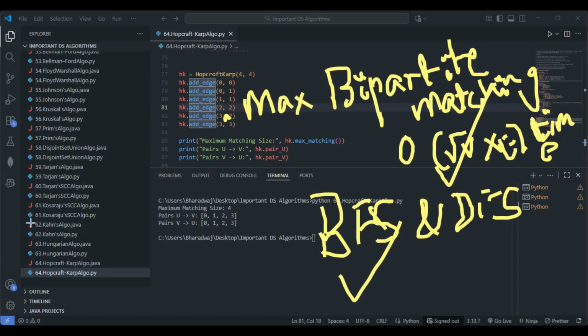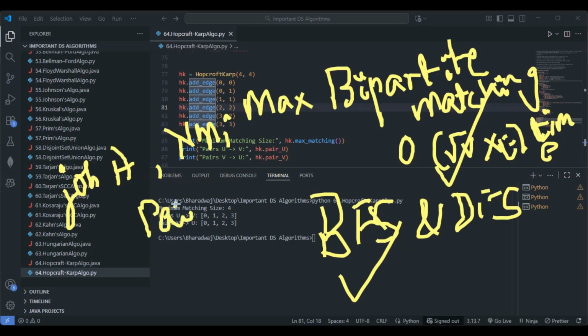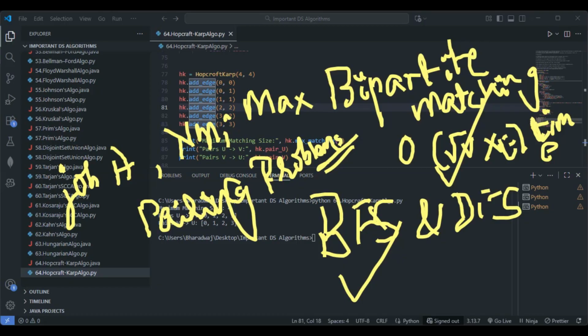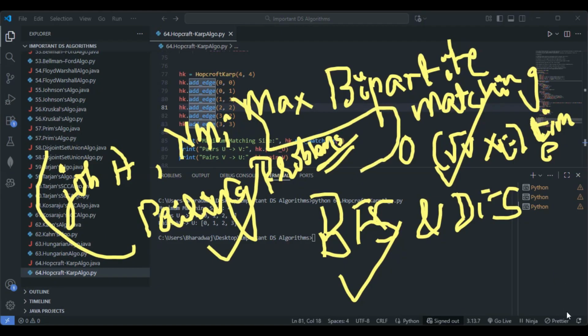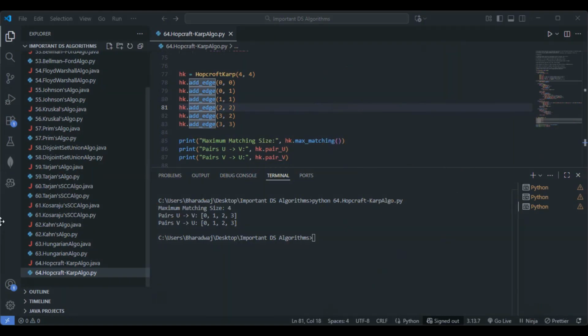And it is perfect for real world problems like assigning jobs, right? We call it job assignment problems, if you remember. Network matching is also one of the use cases, and also pairing problems. You would have come across the pairing problems as well, right? So this algorithm will be used on job assignment problems as well as network matching and pairing problems, right? So these are the use cases I wanted to discuss. So this is it for the Hopcroft Karp algorithm, right? So this is fine, I believe.